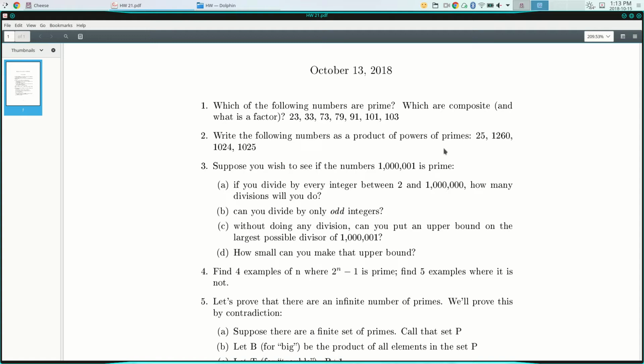I wrote them out for you. What about 5 times 5? Yeah, or 5 squared. So we're going to use 5 numbers. We're going to do the 1260. And it's like prime for some reason, but it's not.